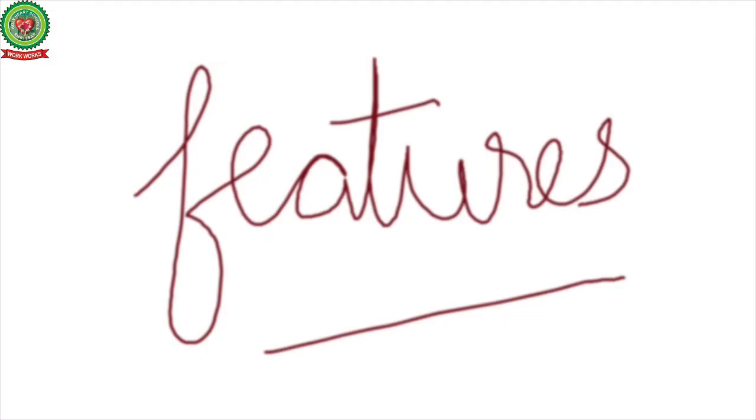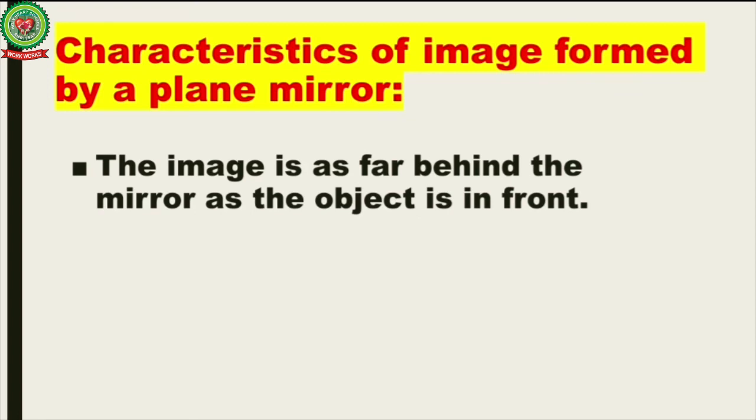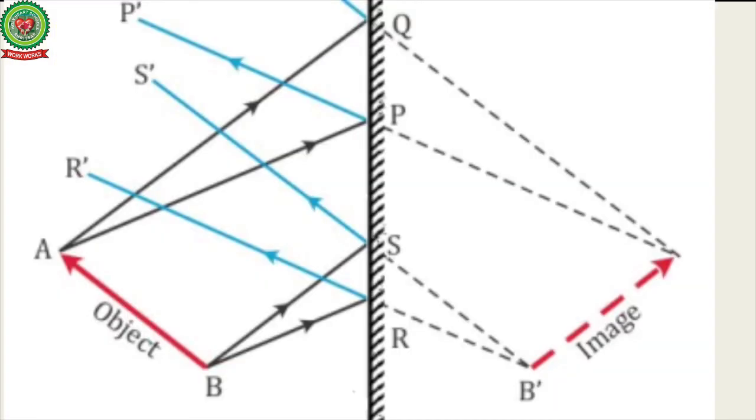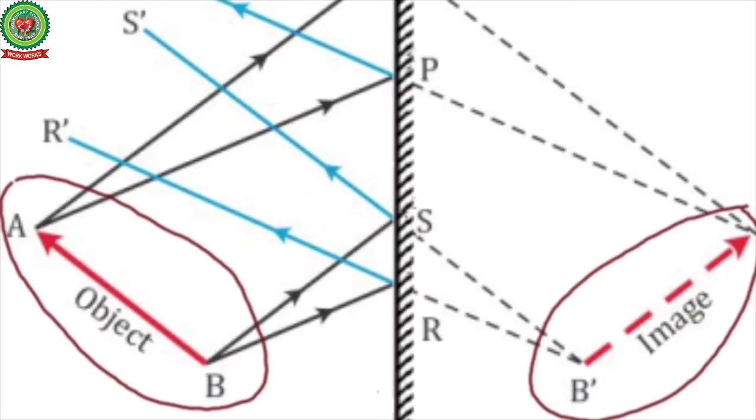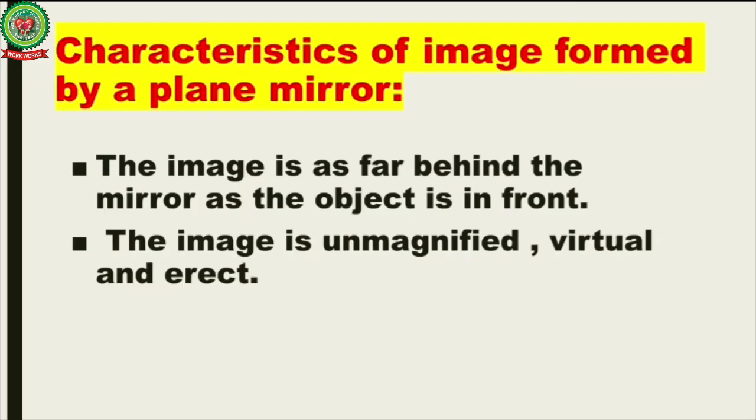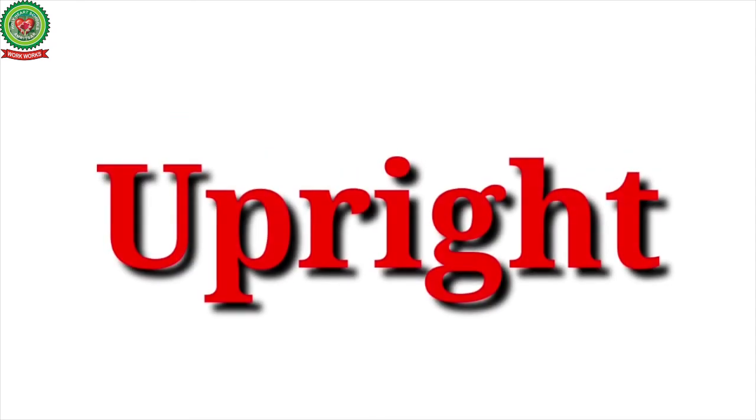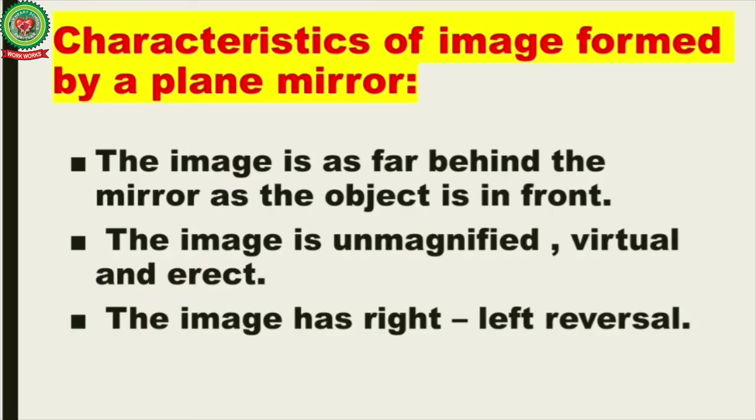Students, characteristics means features. First, the image is as far behind the mirror as the object is in front. Just now we have seen that the image is formed at the same distance as the distance of the object from the mirror. Second, the image is unmagnified. Unmagnified means of the same size as that of the object, virtual and erect. Erect means upright.